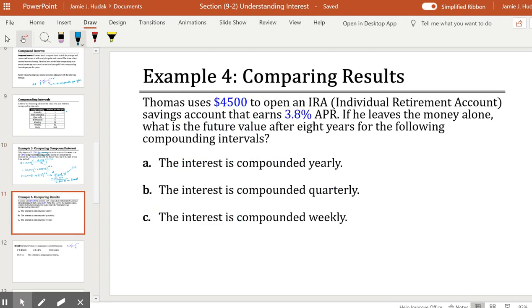Example 4, comparing results. Thomas uses $4,500 to open an IRA, and that IRA earns 3.8% annual percentage rate. If he leaves his money alone, what is the future value after 8 years? And they want us to consider the following compound intervals: compounded yearly, quarterly, and weekly.